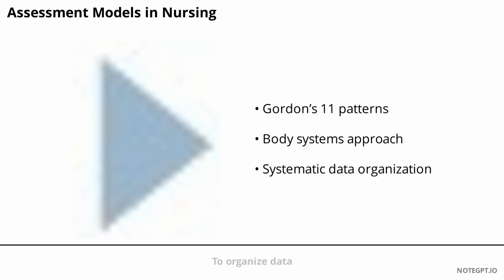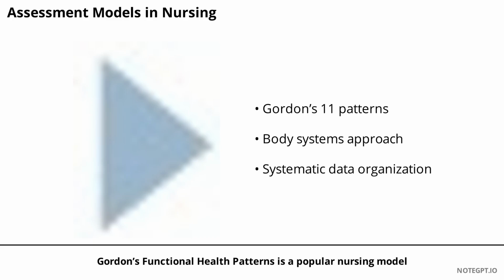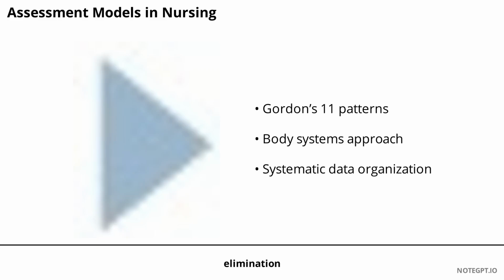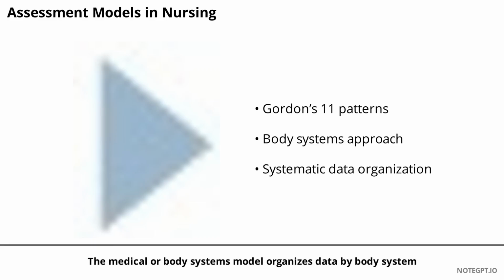To organize data, nurses use assessment models. Gordon's Functional Health Patterns is a popular nursing model covering 11 aspects of health and human function, such as health perception, nutrition, elimination, activity, sleep, cognition, self-perception, roles, coping, sexuality, and values. The medical or body systems model organizes data by body system, focusing on symptoms and physical findings. Using these models ensures comprehensive and systematic assessment.